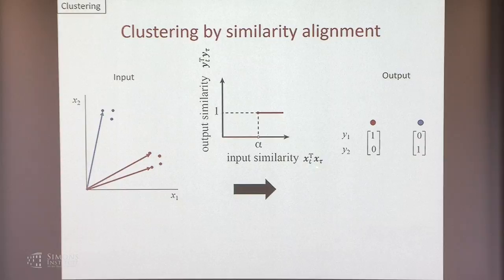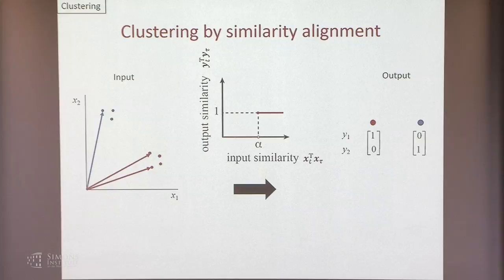If you think of input similarity as just an inner product of the stimuli T and tau, then if you threshold it at alpha, so that the output is 1 here and 0 here, you will get the desired result. Of course, you would have to choose alpha in a way that these points are more similar than alpha and these points are less similar than alpha. But basically, that will achieve this goal, right?